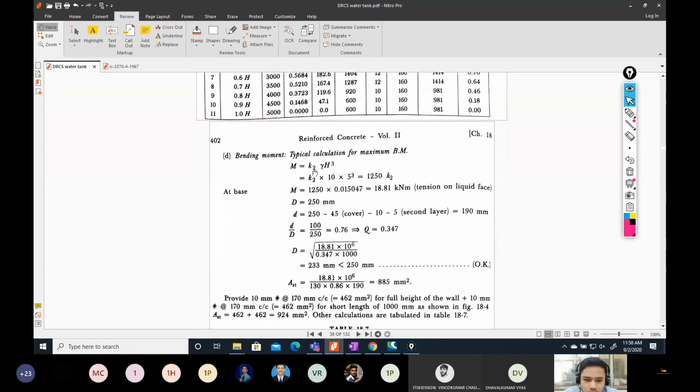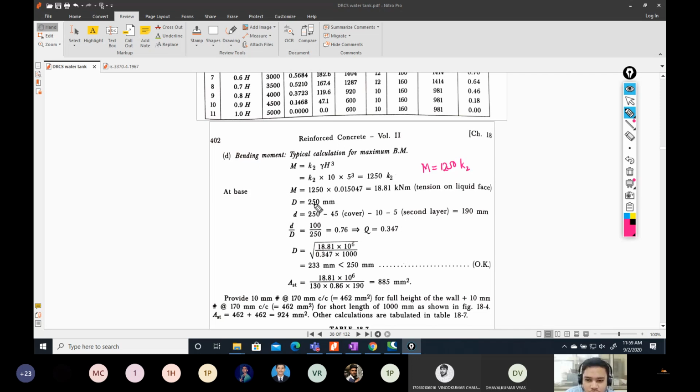This K2 coefficient is multiplied with gamma times h cube, where gamma is the unit weight of water and h is the height of the tank, that is 5 meter. So 10 into 5 cube, your bending moment is a function of K2 and given by 1250 times K2. So for different K2 values, you can have the values of the bending moment.